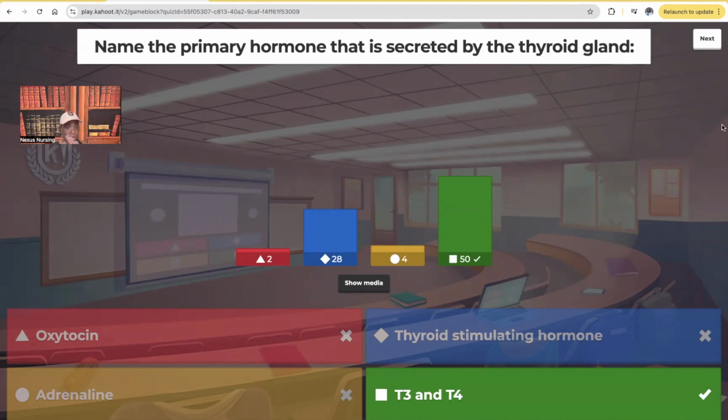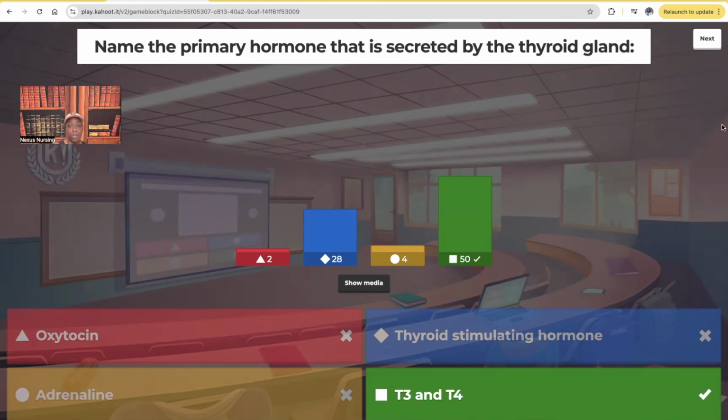Let's go to the first wrong answer, which only 2 of you guys chose, oxytocin. Oxytocin is secreted by the posterior pituitary gland, not the thyroid gland. Thyroid stimulating hormone, that's secreted by the anterior pituitary gland, not the thyroid gland. And adrenaline, I'm happy only 4 people chose that. That's secreted by what? Your adrenal glands, not the thyroid gland. But your thyroid hormone, your T3 and T4, that is what's secreted by the thyroid gland.